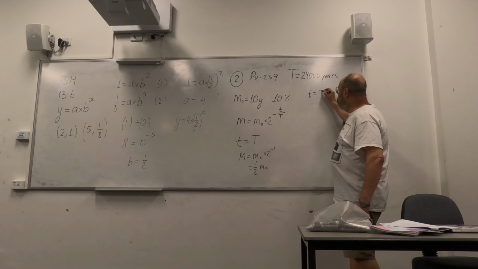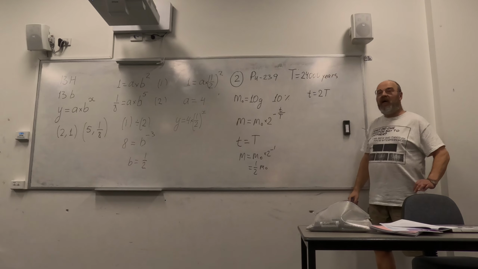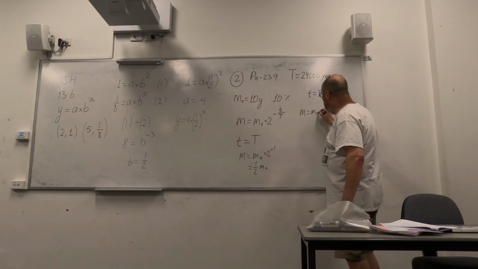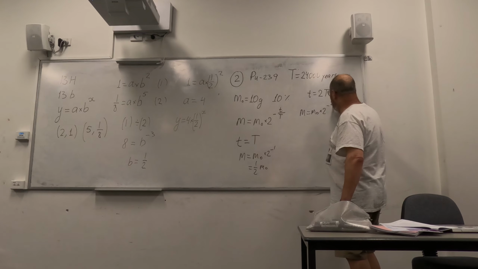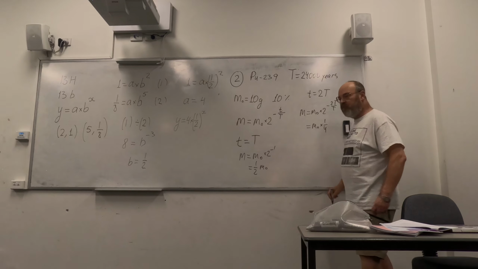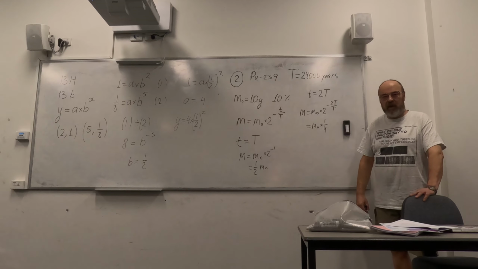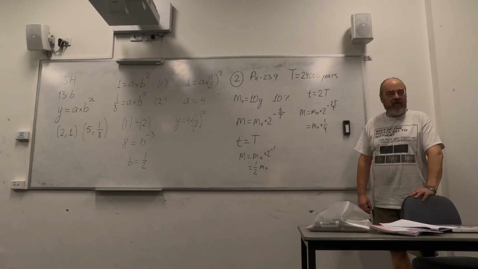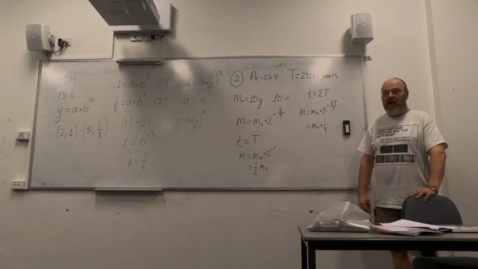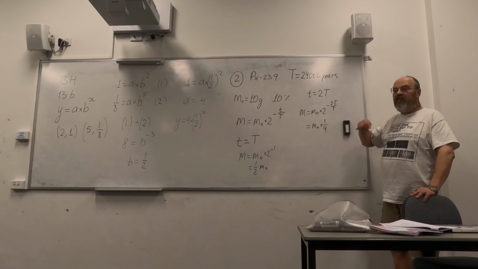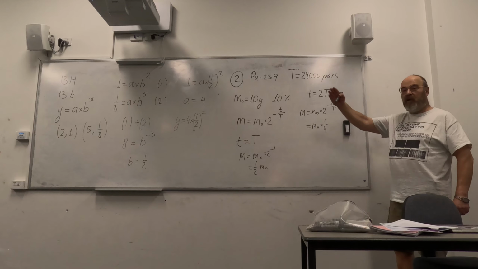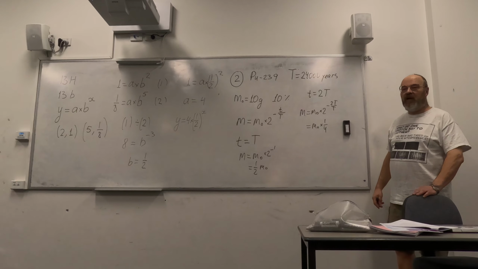Now, if time equals 2T, double that period, we have m equals m0 times 2 to the negative 2T over T, which equals m0 times 1/4. So after 2 half-lives it will be 1/4. How much will be left after 3 half-lives? 1/8. Then 1/16 and so on. Every time another half-life passes, half of what we have decays, so half is left. You divide by 2 every time. That's why it's called the period of half-life.